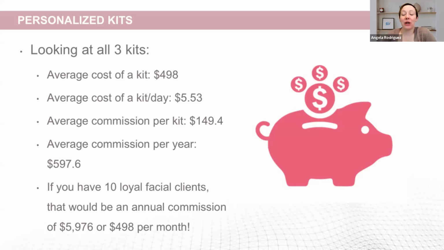The average commission per kit would be around $150, $149.40. And so your average commission per year per client would be $597, more or less. So if you're taking advantage of this product line and you're doing a lot of skincare demonstrations and you have 10 loyal skincare clients, that would be an annual commission of between $5,000 and $6,000. If you break that up monthly, that would be almost $500 per month just in skincare benefits.